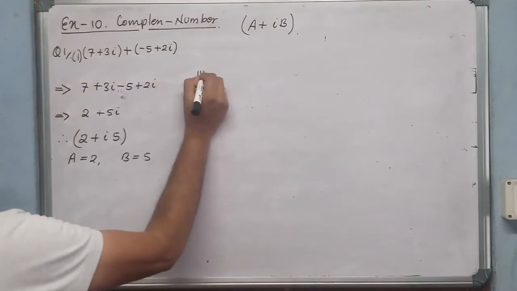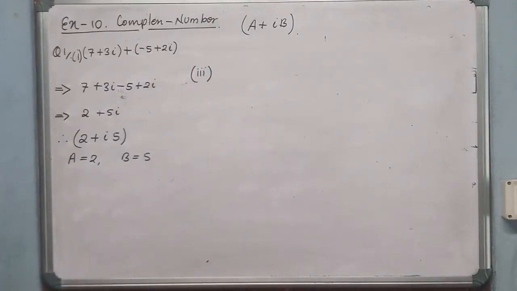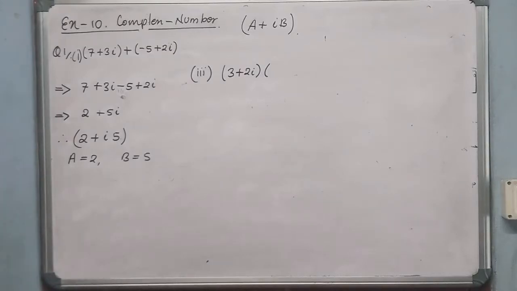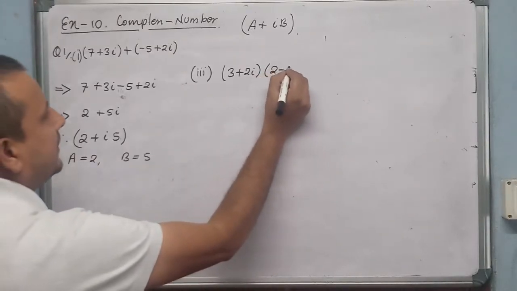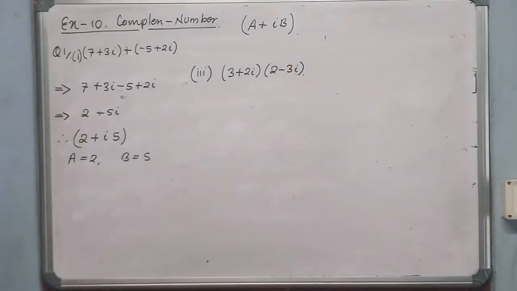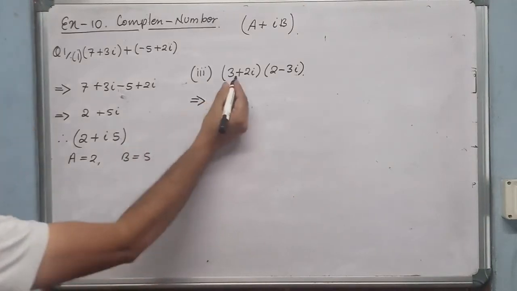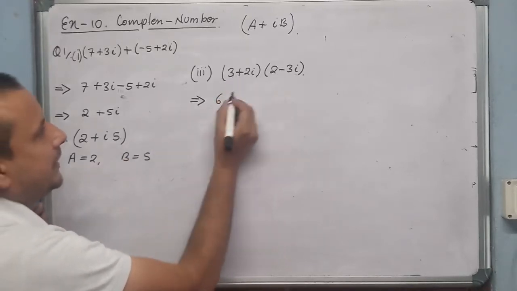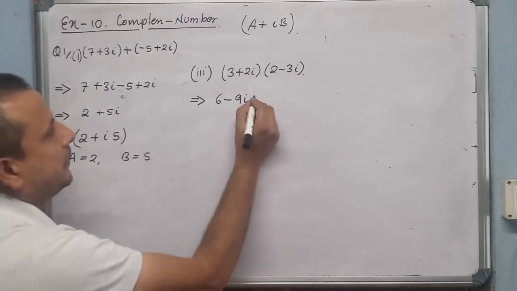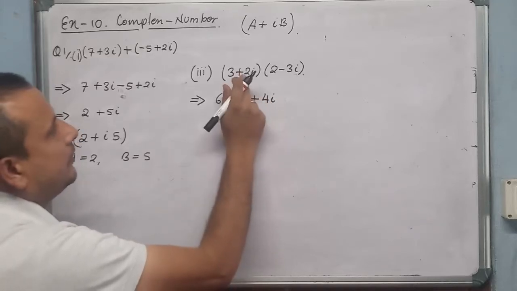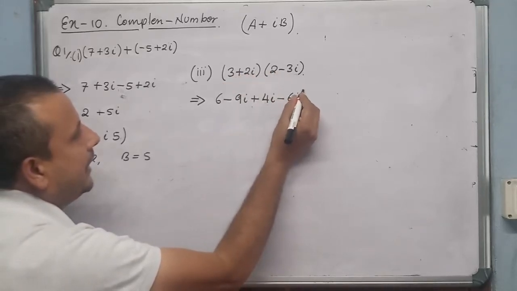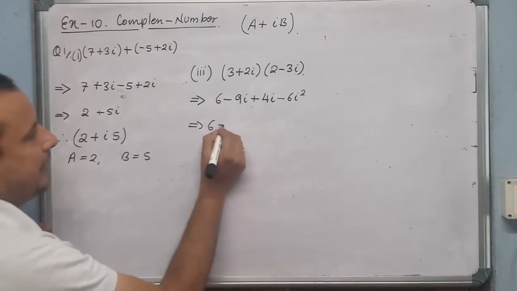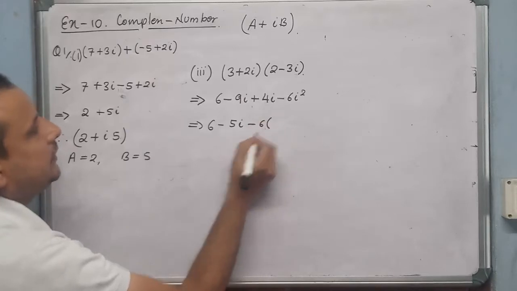Similarly, I'll do question number 3. Question number 3 is 3 plus 2i into 2 minus 3i. This equation also you have to convert in terms of a plus ib form. For this equation, I'll multiply these two complex numbers. 3 2s are 6, algebraic multiplication that you have to do. 3 2s are 6 plus into minus, minus 3 3s are 9i, plus 2 2s are 4i, plus into minus, minus 3 2s are 6i into i square. Now then 6 minus 9i plus 4i is minus 5i, minus 6 into the value of i square.